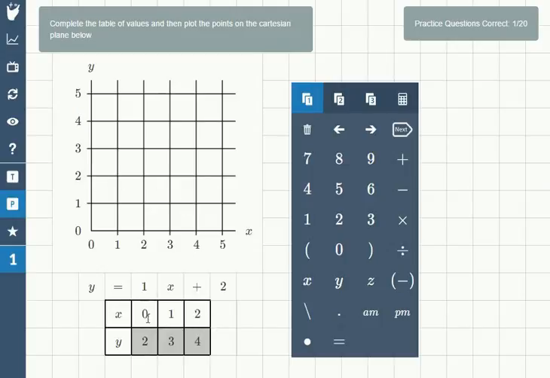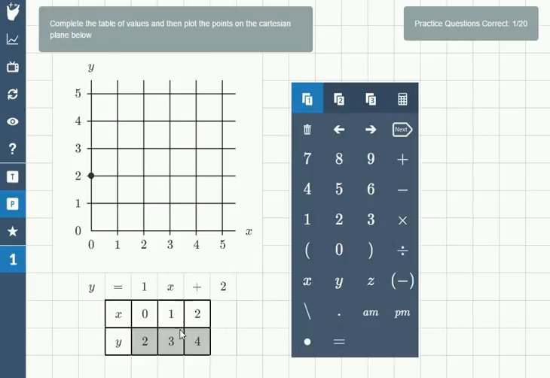So the first point would be 0, 2, 0 for the x value and 2 for the y value. So we can start at 0 on the x-axis and then go up to 2 on the y-axis, and that'll tell us where we can put our point right up here. So we can put a point on 0, 2.